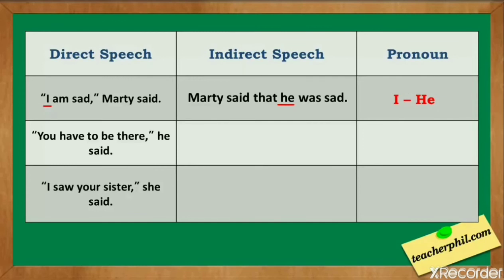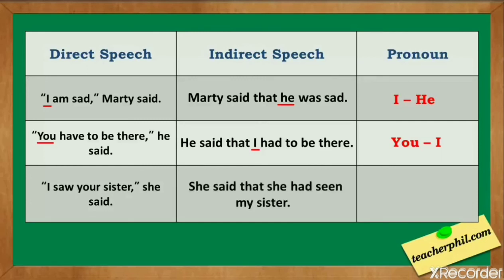Another one, you have to be there, he said. He said that I had to be there. The pronoun you was changed into I. The last one, I saw your sister, she said. The indirect speech is, she said that she had seen my sister. The pronoun I was changed into she, and the pronoun your was changed into my.